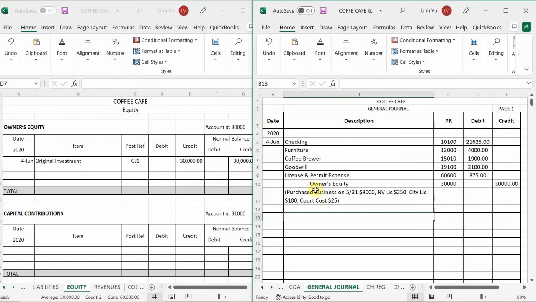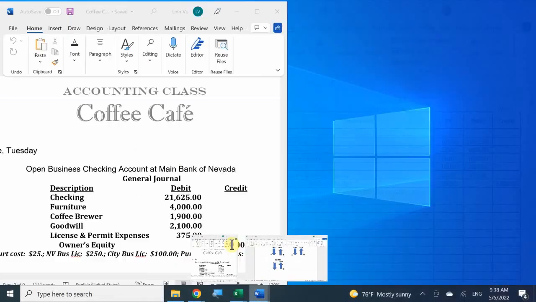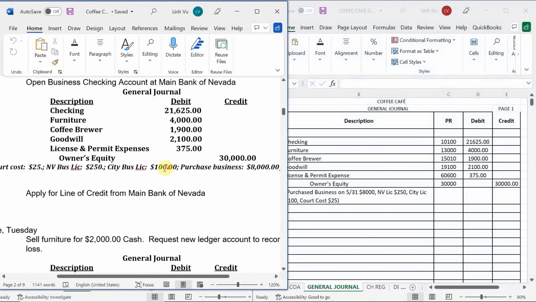Okay, so that's the very first transaction I've done: I opened up a bank account. I had to backtrack because I had to enter all the money I spent. Now that's done and I've posted it to my ledger, I can move on to my next scenario.